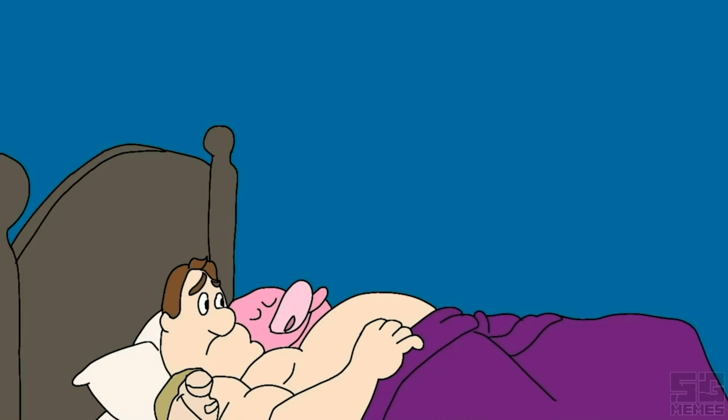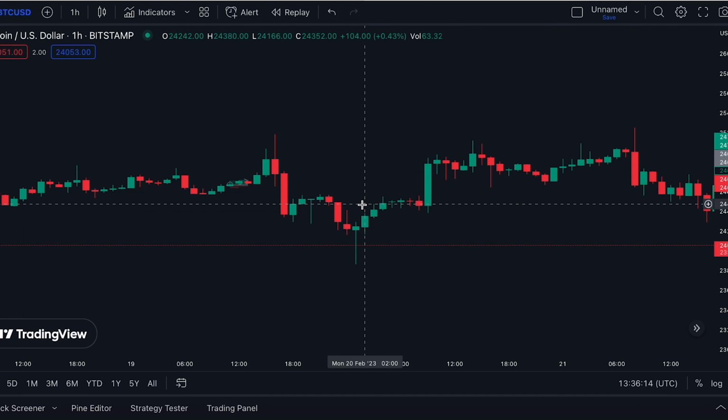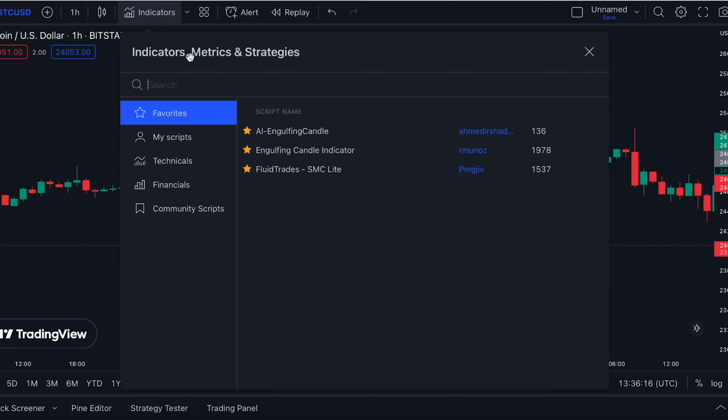To add this indicator to our chart, first open any chart on TradingView. The script you're looking for is this one right here. As you can see, this is a new indicator and not many people are aware of it yet. View and navigate to the indicators section, where you should enter AI Engulfing Candle. When you've used it, the chart ought to resemble this.